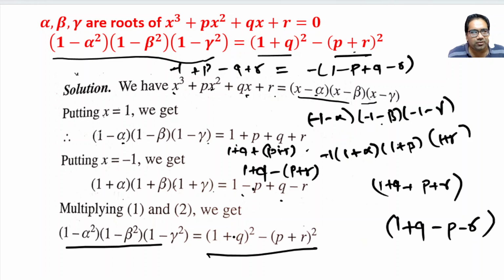Very simple problem. The only trick here is to express this in terms of (x minus alpha)(x minus beta)(x minus gamma), and see this is (1 minus alpha) into (1 plus alpha). So we should observe this closely and substitute 1 and minus 1 to get this left hand side. Similarly, reading this 1 plus q and reading this as a square minus b square. Okay, guys. Thank you.